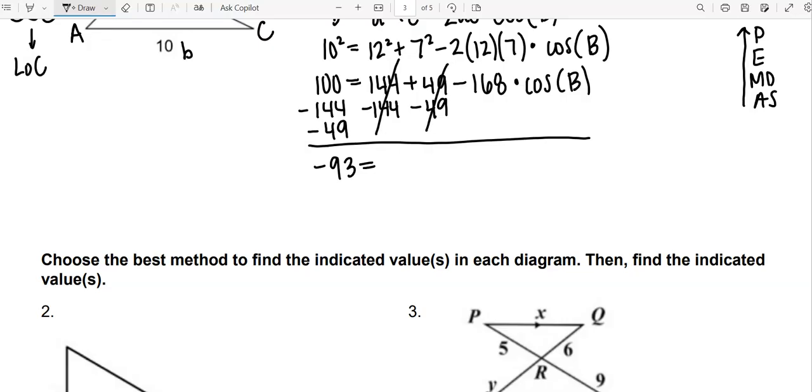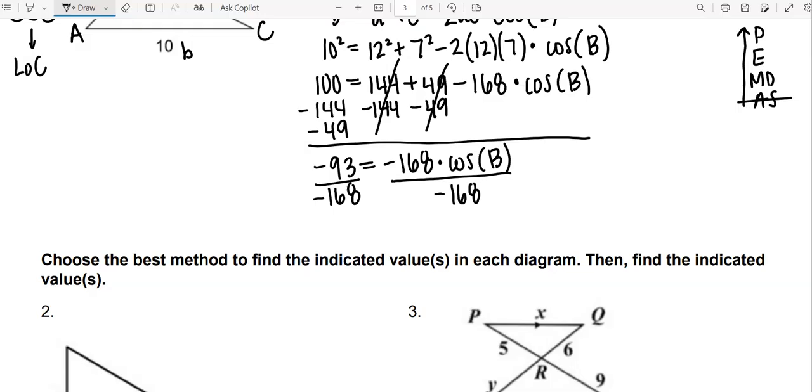Don't forget that negative on 168. It is negative 168 times cosine of b. Is there anything else adding or subtracting on the side with cosine? So the 168 is negative. What's it doing with cosine? Multiplying. So there's no addition and subtraction left. We're done with that. There is multiplication and division, and that's the next thing we have to undo. So how do I undo our multiplication and division? Divide by what? Negative 168. So divide by negative 168.